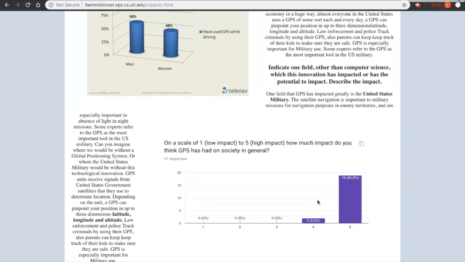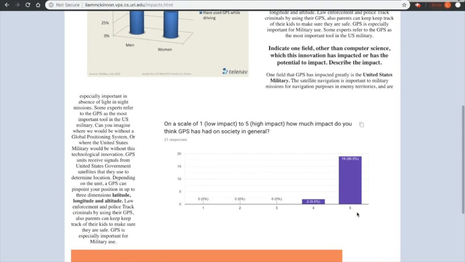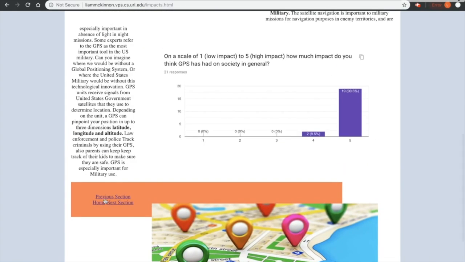graph that I used on Google Forms, and I asked the question, how much has a GPS impacted society in general? And 90% of the classmates in my class said 5, which is the highest answer, and I would have to agree on that, just because so many people use a GPS every day, and without them, we'd still be using maps or getting lost a lot more.